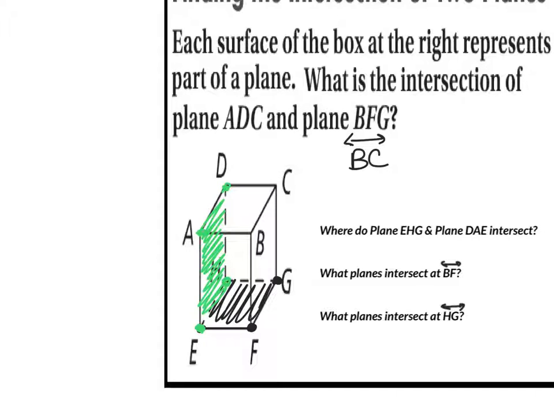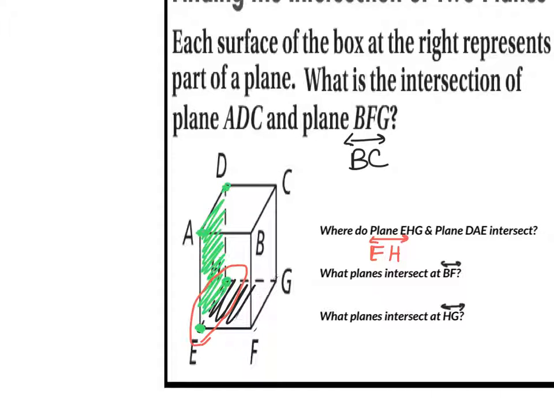As you look at this, the bottom and the left side are going to intersect at those points, which means they're going to intersect at line EH, or the bottom left corner. So the key is to figure out what corner those two planes will intersect, and then you can just match up the two letters with it. Now, the third question says, what planes intersect at line BF?